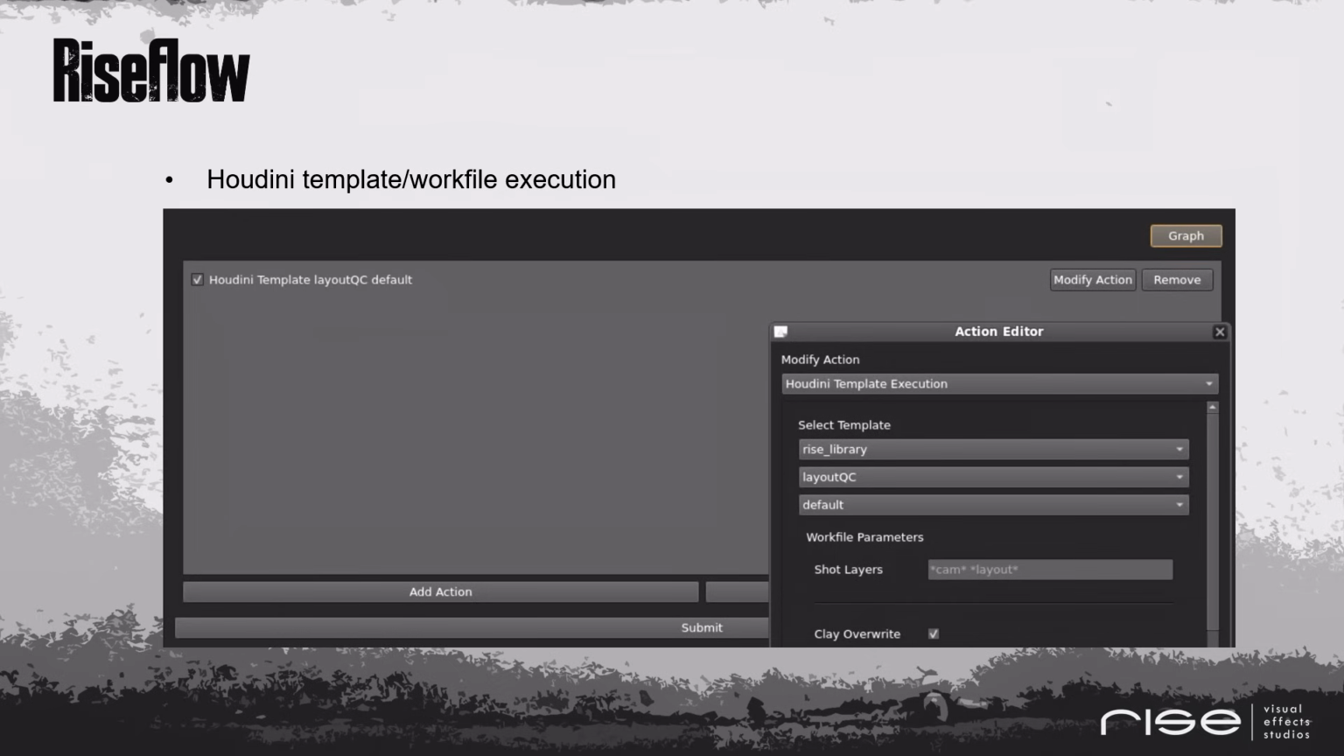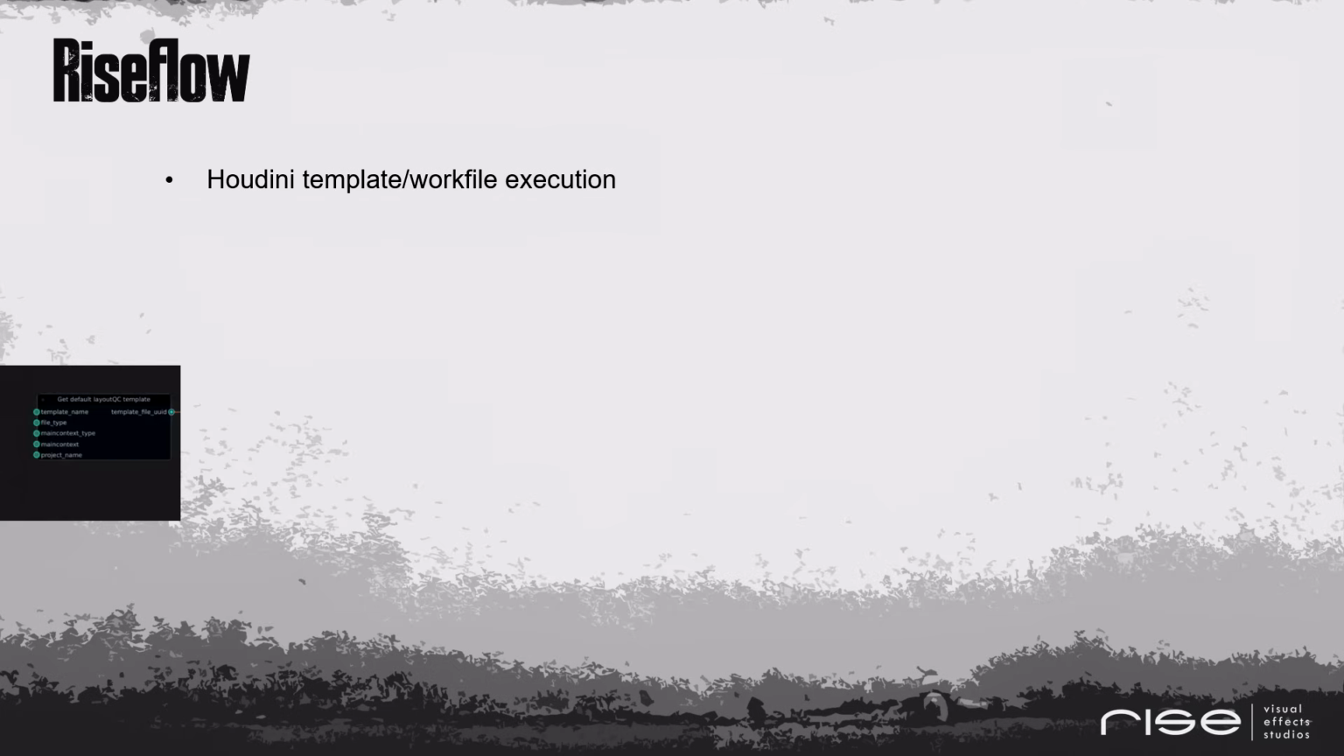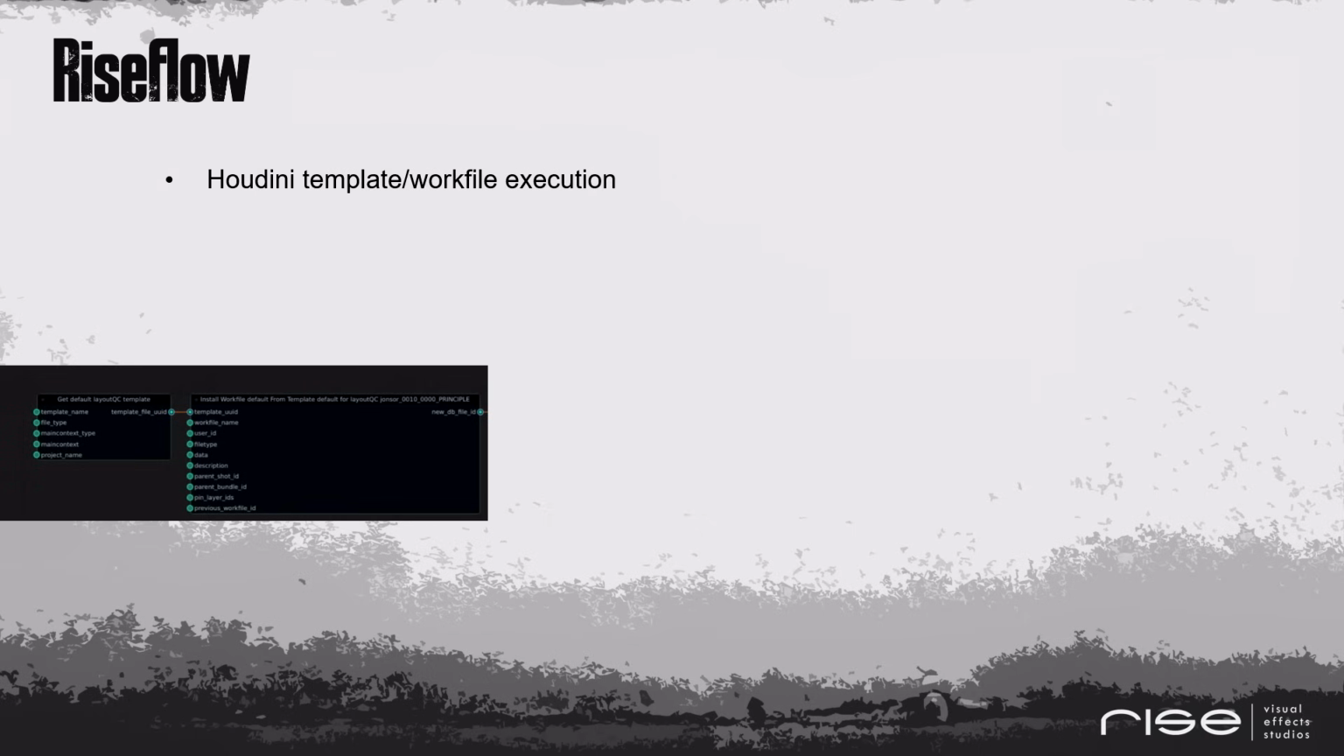This is how the RiseFlow user interface looks. Here the user can select from various actions like Houdini template execution to run them in one or multiple contexts. As an example, we are breaking this action down into its components, which are FlowPipe nodes. First, we query the latest template from the database with this helper node. Then we install the work file. This is creating a new work file version, basically version one, or if any version already exists, just versioning it up, in the context, so the shot or asset, based on the template.